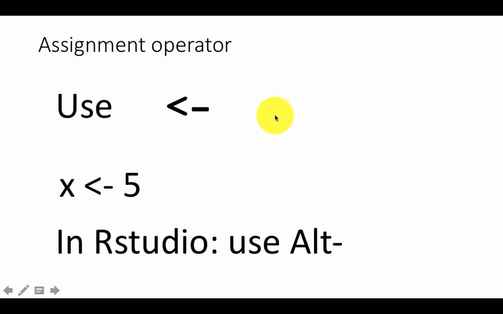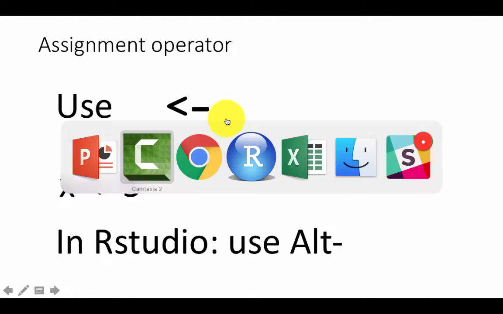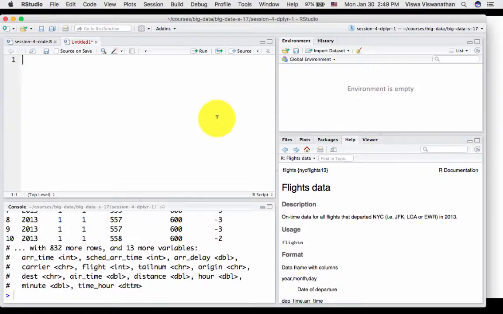Now, within RStudio, there's a nice shortcut to generate this, and I'll just jump into RStudio and show that. So if you hold the Alt key down and press, suppose I want to say X is assigned the value 5, I can just type X and then hold the Alt key down and press the hyphen. So automatically RStudio inserts the assignment operator, less than hyphen, and it also surrounds it with spaces. So that saves a lot of typing for us.